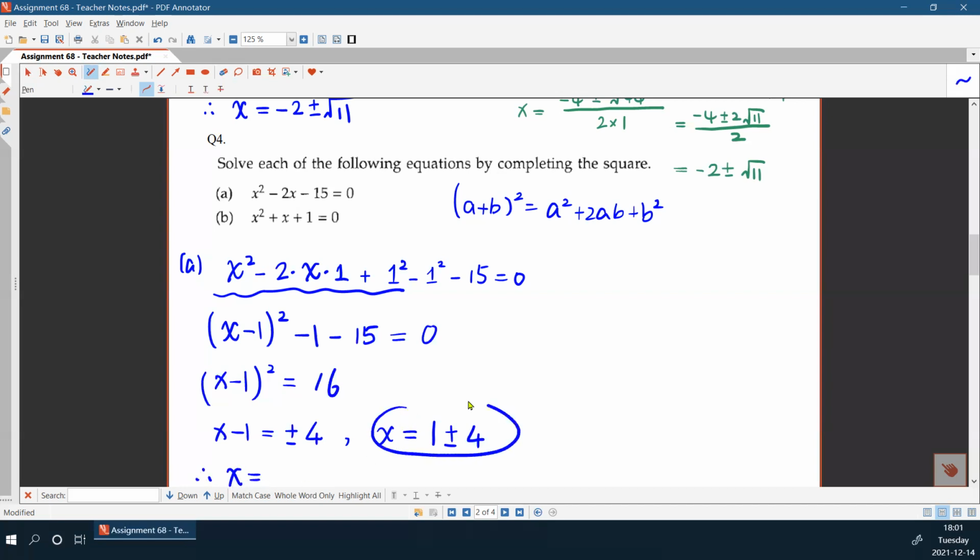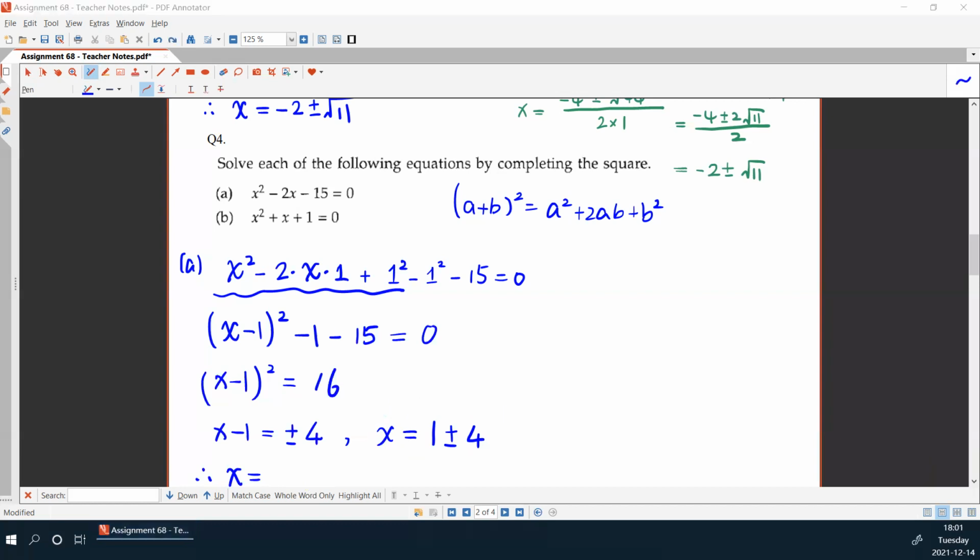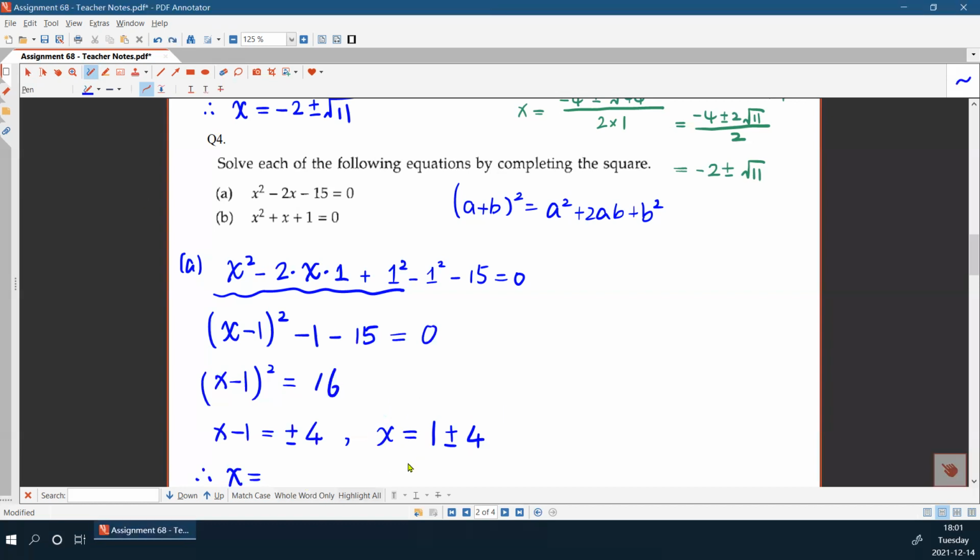So remember, if you have a real solution here without the square root symbols, usually we'll calculate the final solutions. So if you choose the positive sign, you will get x equals 5. Or if you choose the negative sign, you will get x equals 1 minus 4, which is negative 3, right? So there are two solutions, which are 5 or negative 3.